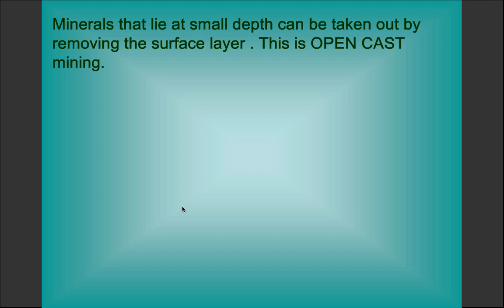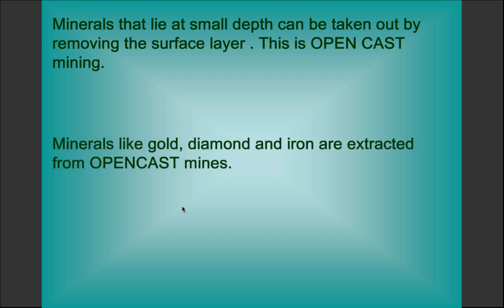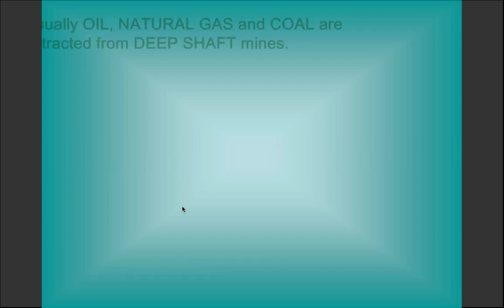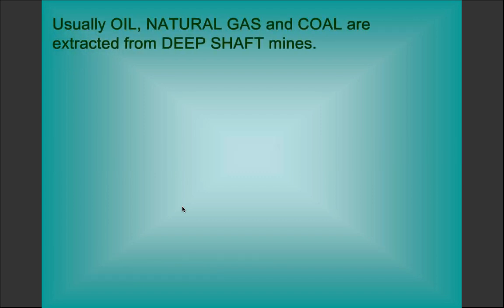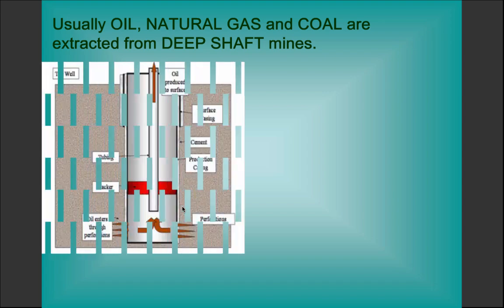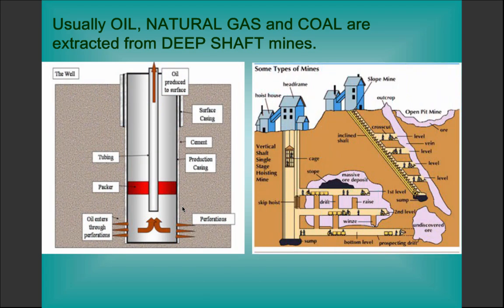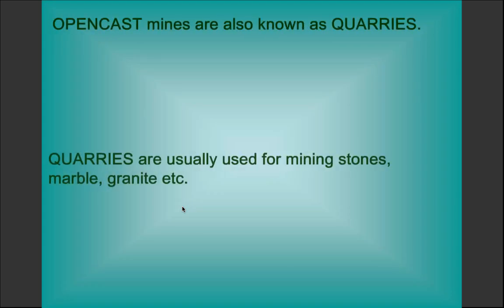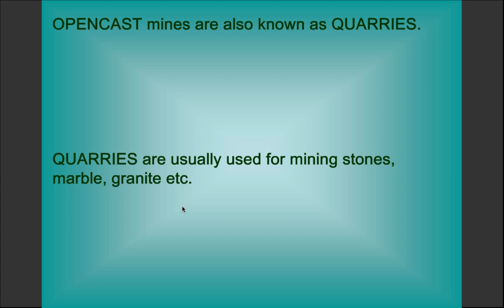So if they're at the surface, it's called open cast mining. Gold, diamond, iron are extracted this way. Shaft mining is for taking minerals out at great depths. Now our fossil fuels, which aren't exactly minerals because they're organic, are extracted usually from deep shaft mines. You can also call an open cast mine a quarry. They're particularly called quarries if you're taking stone out of the ground, marble, granite, limestone, etc.